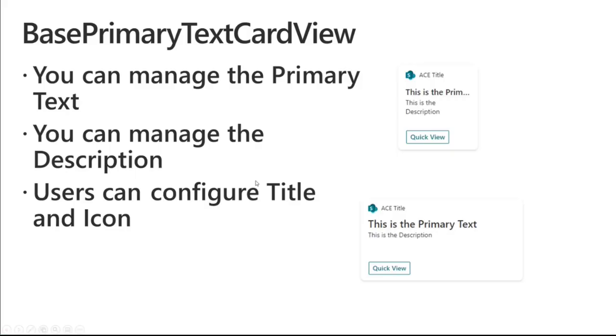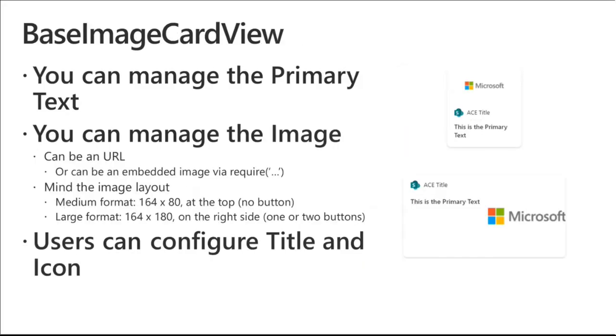The third and last option that we have is the one that allows us to render an image card view, which is the card view inheriting from base image card view. Here we can manage the primary text as well as the image. And this is, from some degrees of perspective, in my opinion, one of the most interesting card view options, because we have quite some things to keep into account.